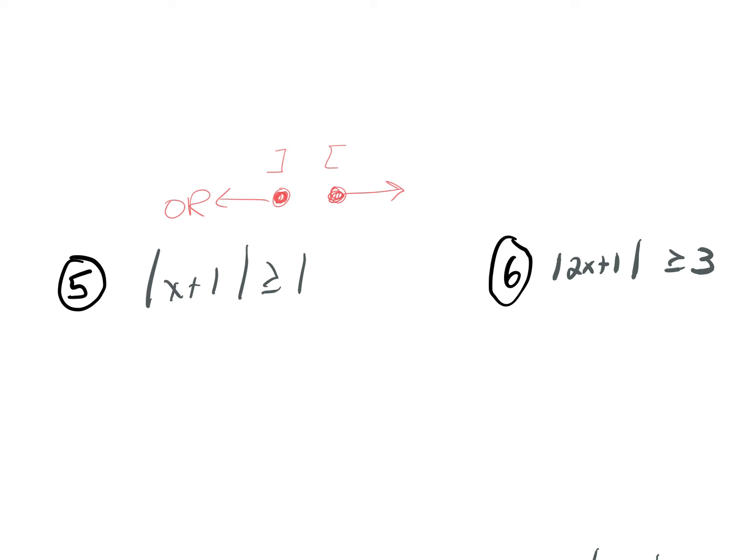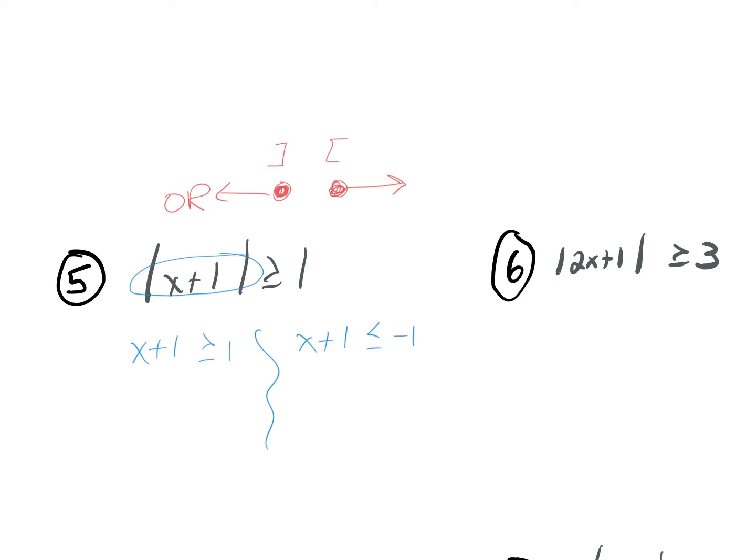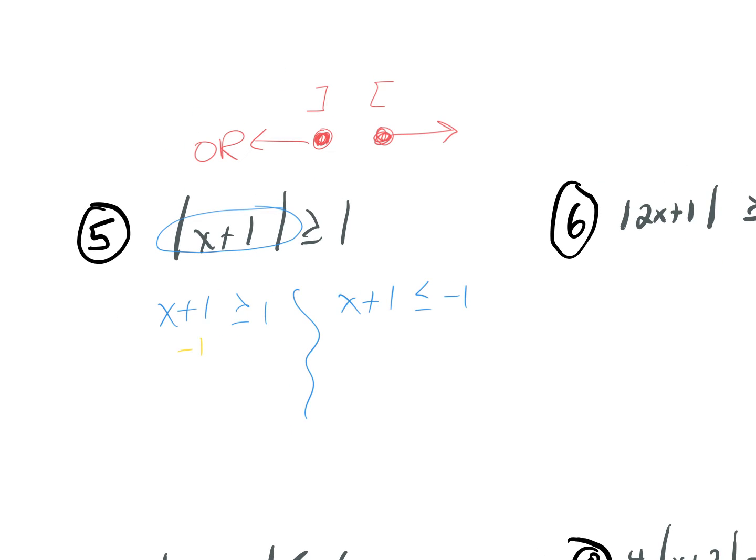So now you just solve this the normal way. Is your absolute value inequality by itself? Yes. So you have two inequalities here. x plus 1 greater than or equal to 1. The other one is x plus 1 is what? Less than or equal to negative 1. You flip the sign of the answer and you flip the inequality sign. So if I'm going to answer this, I subtract 1 from both sides. I have x is greater than or equal to 0. Subtract 1 from both sides. x is less than or equal to negative 2.